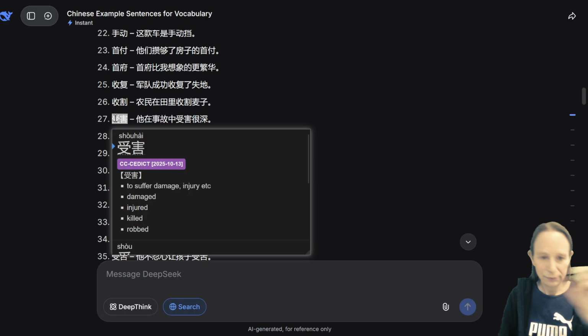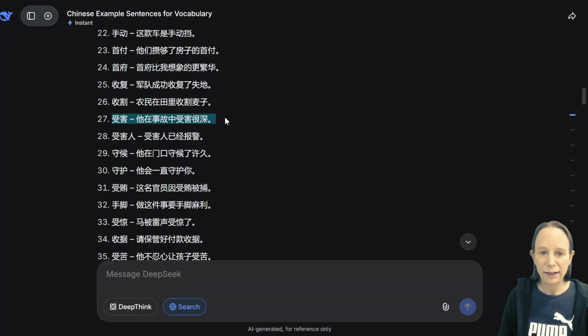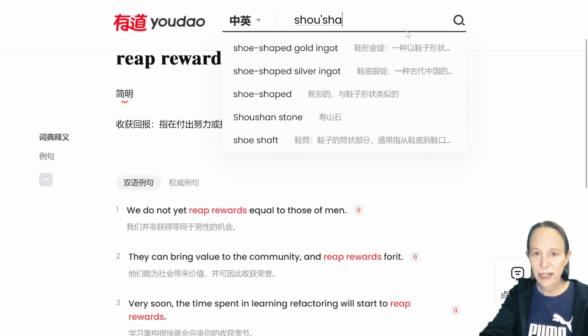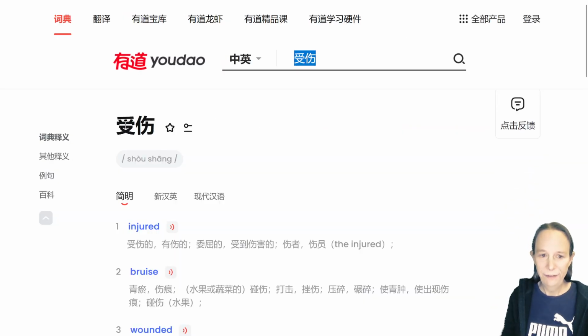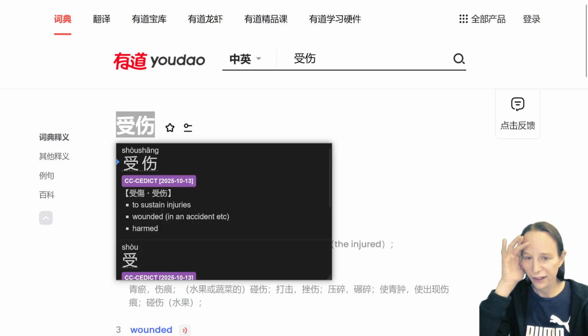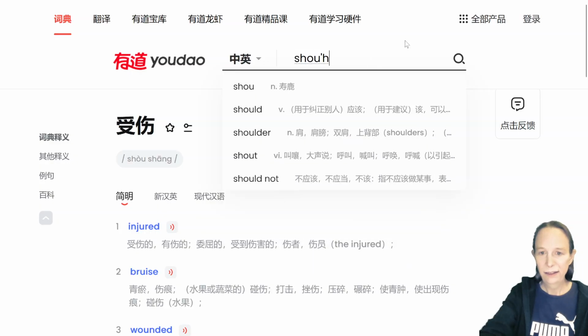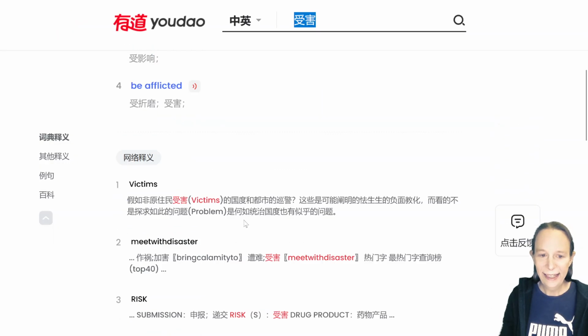受害. Suffer harm. Yeah, I feel like for physical wounds, you're better off using 受伤. This is better for physical wounds. Like, so 受害, I think, is less specific.